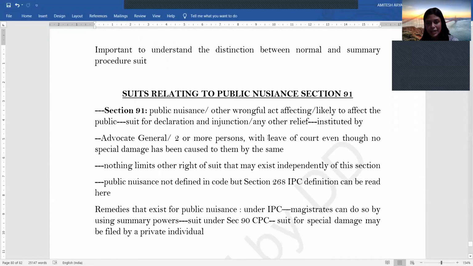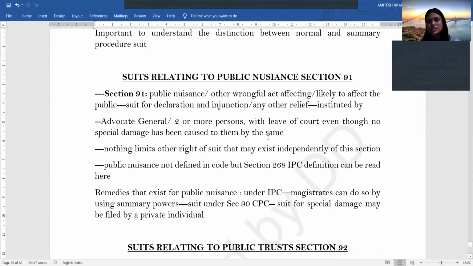Now we move on to the last sections, that is suits relating to public nuisance, section 91, and suits relating to public trust, section 92. Section 91 says that if there is a public nuisance or any other wrongful act which is affecting or is likely to affect the public, a suit for declaration, an injunction, or any other relief will be instituted by whom? This is an important part because this is a little peculiar in comparison to the entire code. Here, the right to institute such a suit is with the Advocate General first, or two or more persons who take the leave of the court, even though they have no special damage caused to them by such public nuisance or wrongful act, then they can do so.